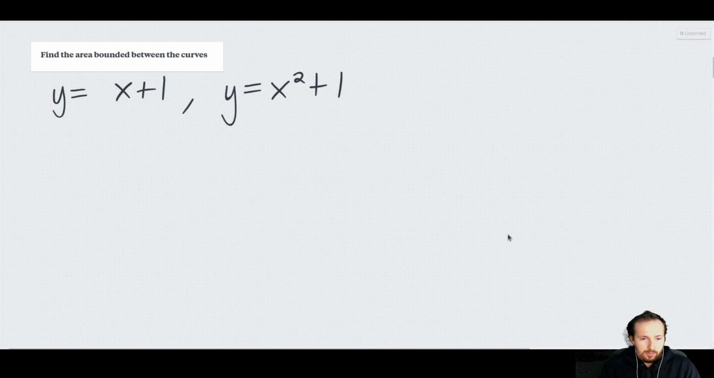Okay, so go ahead and pause the video and see if you can find the area bounded between these two curves. And just as a hint, try to find the answer by integrating with respect to x, and also try the other method of integrating with respect to y and see what you get in each case. And see if you understand why you get what you get in each case. So go ahead and pause and see if you can figure that out.